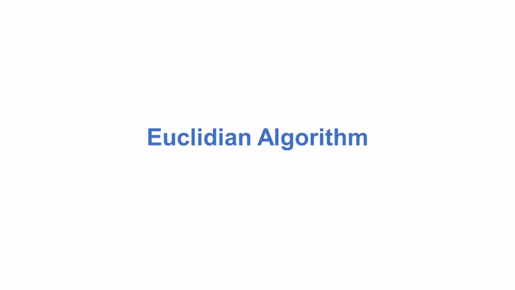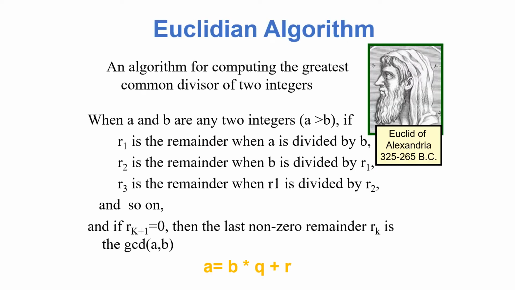Dear students, in this video we are going to discuss the Euclidean algorithm. The Euclidean algorithm is used to find the GCD of two numbers. GCD is the greatest common divisor. So this algorithm is used to find the GCD among numbers. The Euclidean algorithm is used for computing the greatest common divisor of two integers.